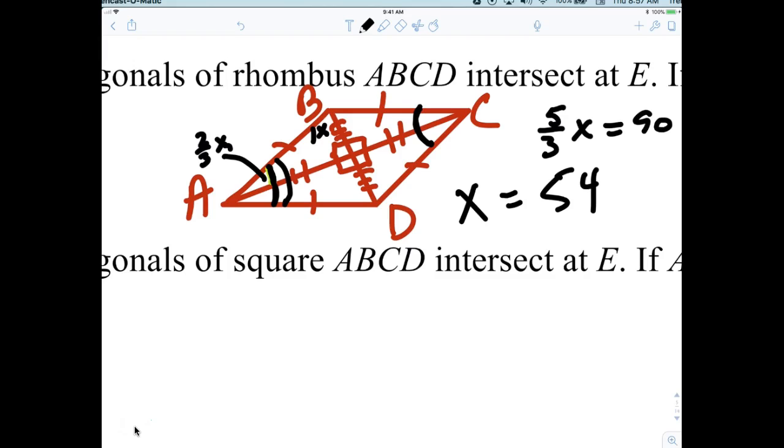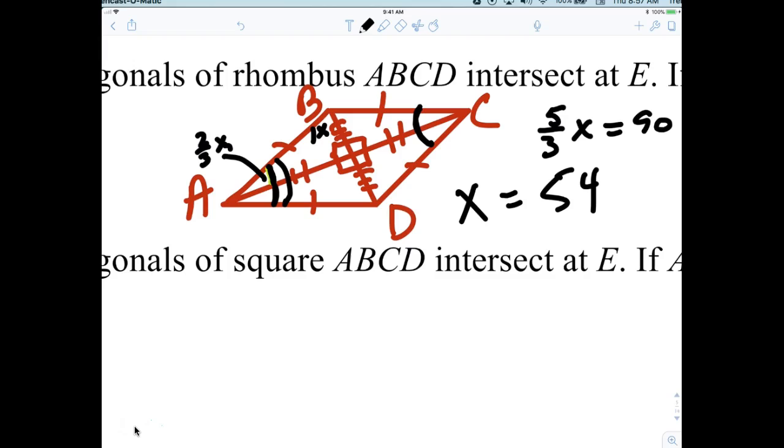If x is 54, stop. If this is 54, this is 54, which makes that angle there 108, which means this angle over here is 108 because they're equal. Don't check it. It's 2/3 of 54, which is 36. Oh, dang it. Yes. Thank you, thank you. So please pay attention now because I messed that up. Here we go. One more time.